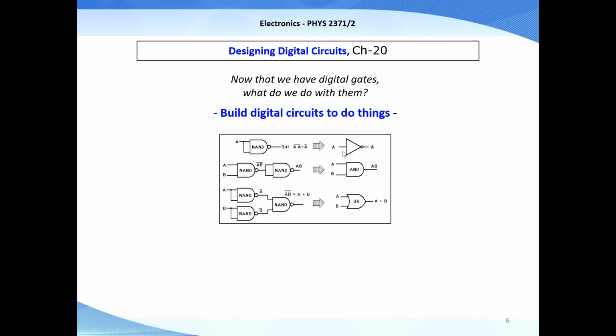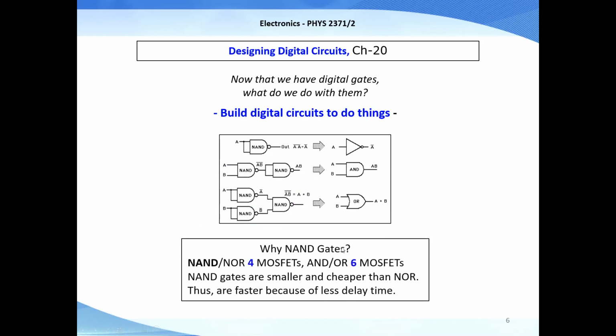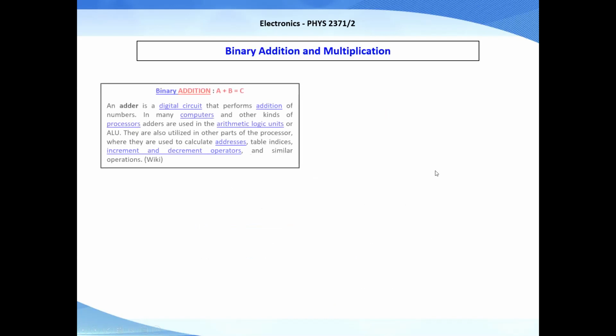Okay, we showed how you can take many NAND chips and make other chips out of them. This is called a circuit if we have more than one chip. And why NAND gates? NAND gates are smaller, cheaper, and faster. So almost all the gates you have in your phone or computer are made of NAND chips, not AND.